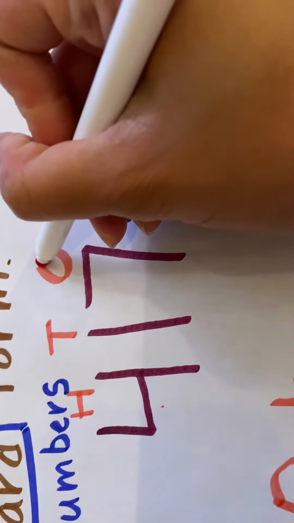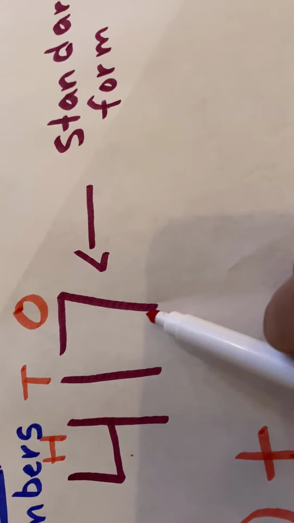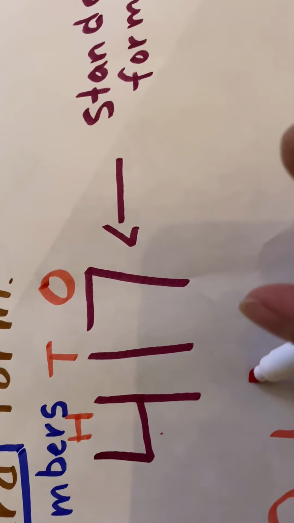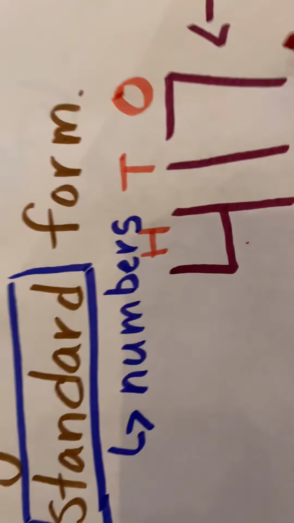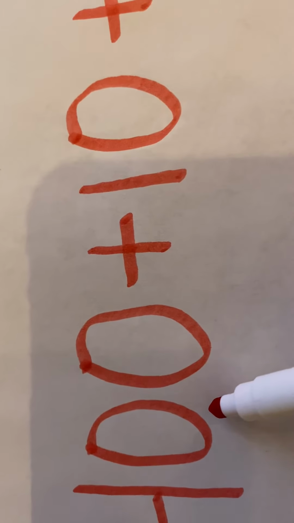Now we're moving on to the ones place. I put an O for the ones. I see a 7 in the ones place, so that means the place value for ones is 7, because it's 7 ones. So I have 400 plus 10 plus 7. If I add up all these three numbers, it equals 417.